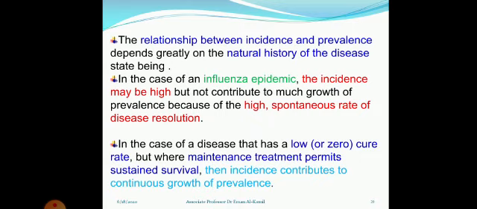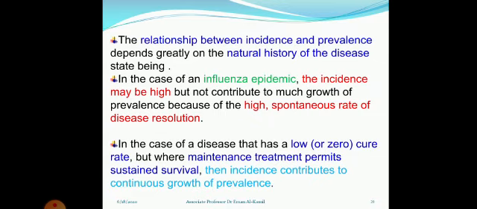So the relation between incidence and prevalence depends greatly on the natural history of the disease. For example, in the case of an influenza epidemic, the incidence is high, but it does not contribute too much growth of the prevalence because of a high spontaneous rate of recovery.